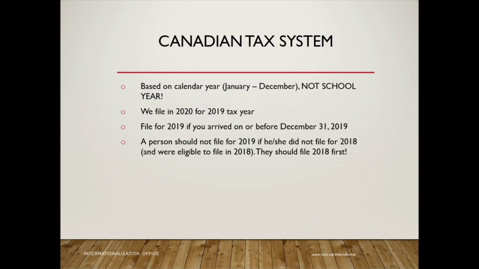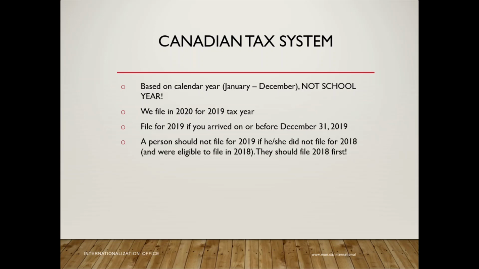So going forward, the Canadian tax system is a bit different from the school year because it's based on the calendar year, which is basically January to December, but not the school year. If you remember, the school year starts from fall, meaning September, but the tax year is based from January to December. Now, when in 2020 we file taxes for 2019, that means we'll be filing the taxes for January 2019 to December 2019, and we'll be including the documents in between that time frame.